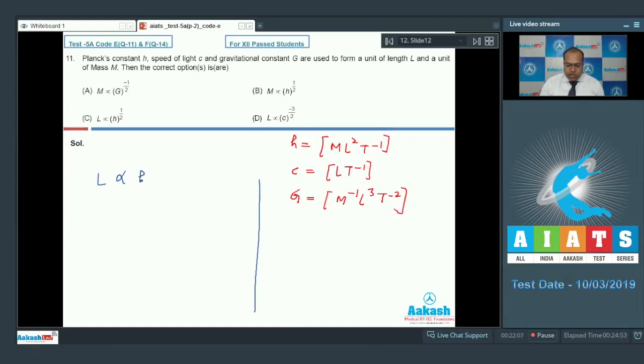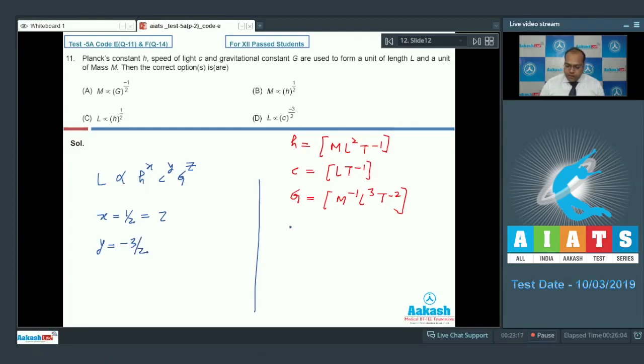So let h be raised to the power x, c raised to the power y and G raised to the power z. If I compare LHS and RHS, then the value of x comes out to be half, which is also equal to the value of z, and the value of y comes out to be minus 3 by 2.